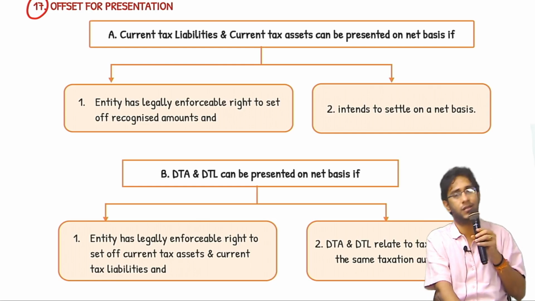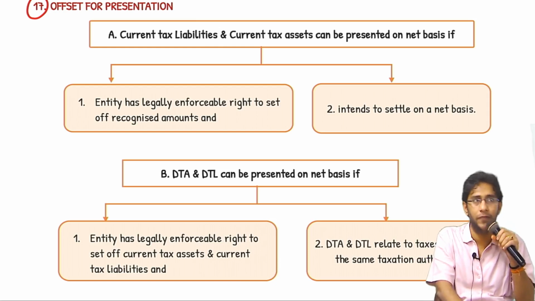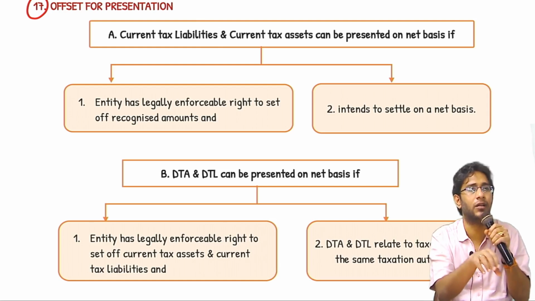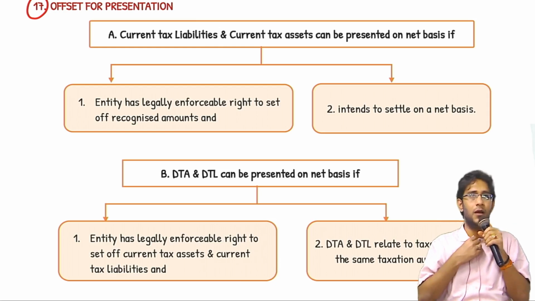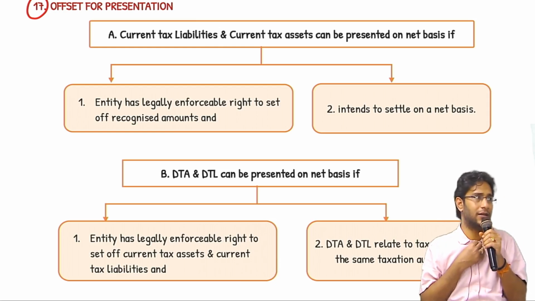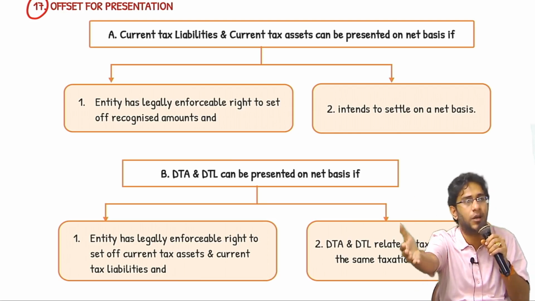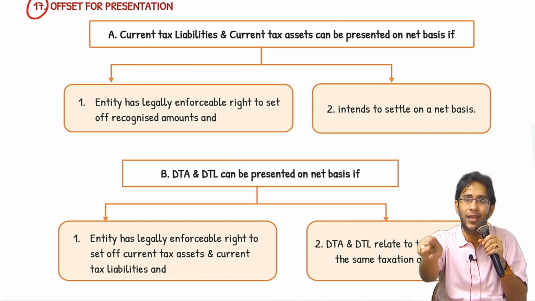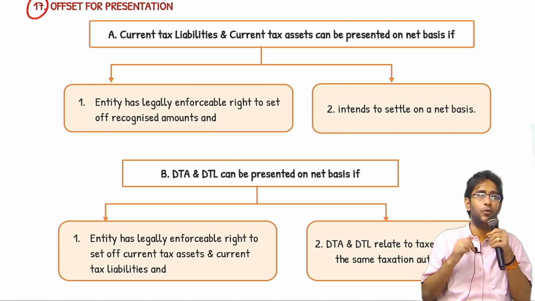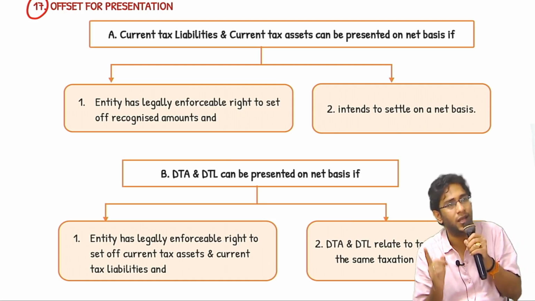Here one extra rule is given: DTA and DTL you can present on a net basis only if the taxes are levied by the same governing authority. For example, there is only one income tax authority. See, I am in India. I have a subsidiary in Japan. In her books DTA is there because of their local tax regulations. In the parent company's books, DTL is there. In the consolidated balance sheet, DTL will be there, DTA also will be there.